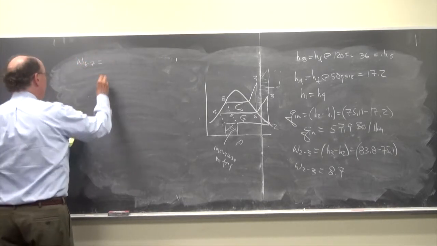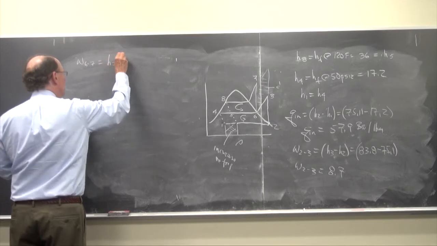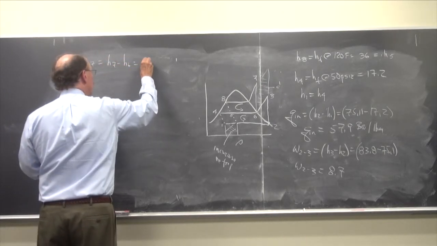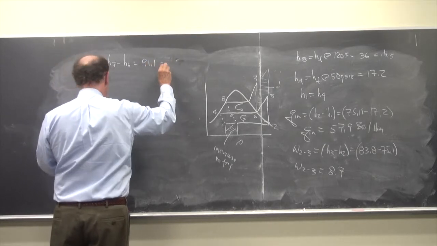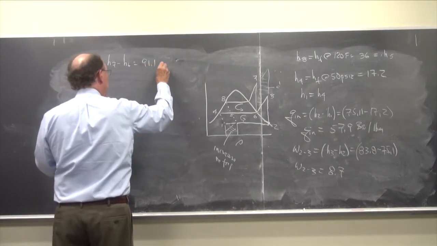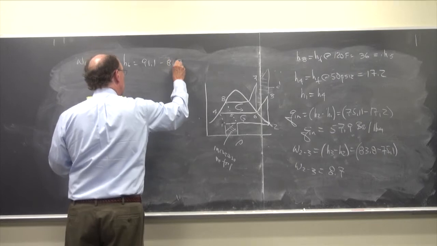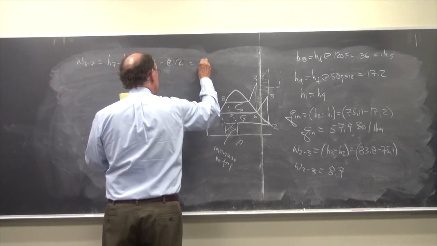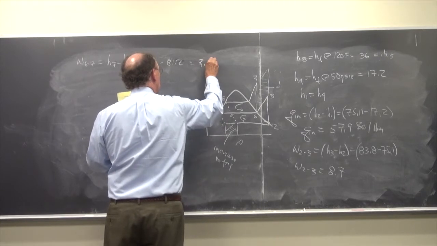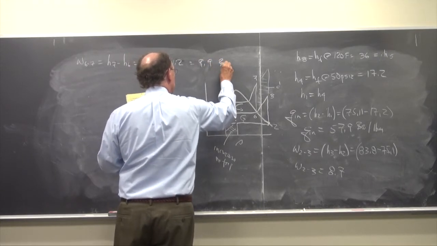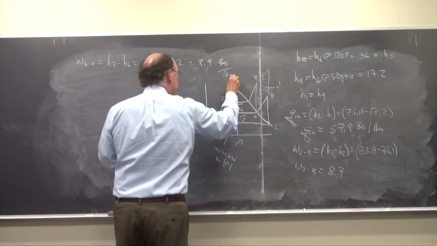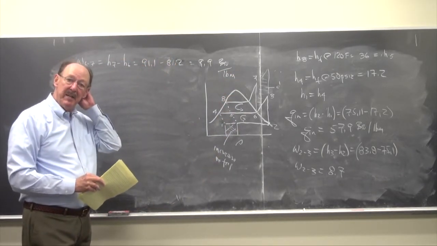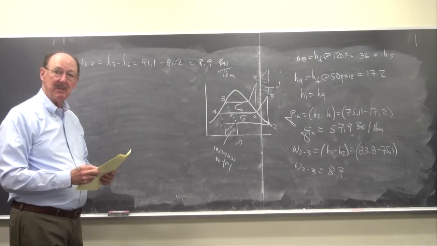So this is equal to H7 minus H6: 91.1 minus 81.2, so that's equal to 9.9 BTUs per pound mass. So what we're doing is we're doing everything per unit mass, and with that, it makes the numbers easier to conceptualize.